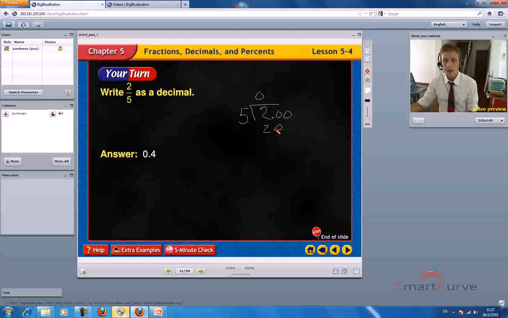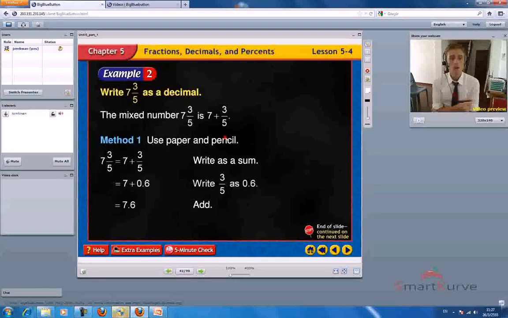Write 2 over 5 as a decimal. Either do it the long way or the short way. 2 divided by 5. 5 goes into 2 0 times. So we then carry the 20. 5 goes into 20 4 times with a remainder of 0. The answer is 0.4. So we can go ahead and find it that way or use a calculator.